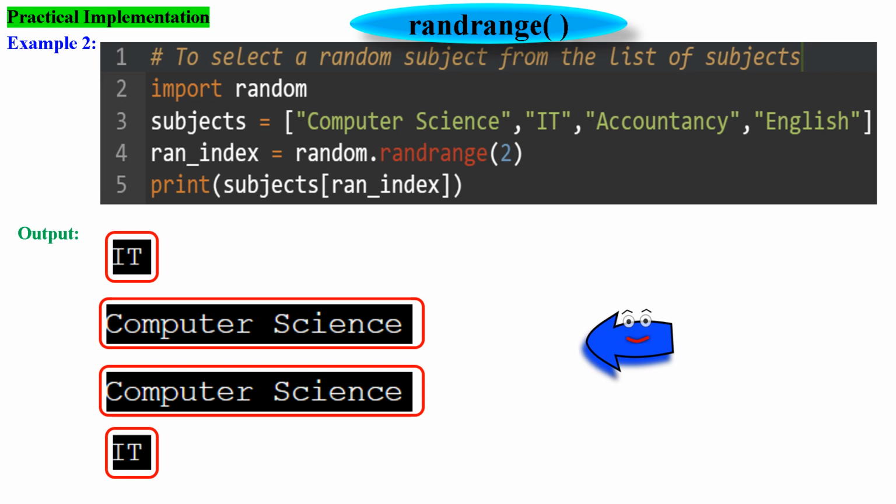from the list. So, the overall code imports the random module, creates a list of subjects, generates a random index using randrange, and then prints the subject corresponding to the randomly chosen index. You can see in the output that each time the code is run, a different subject will be printed, adding an element of randomness to the program.